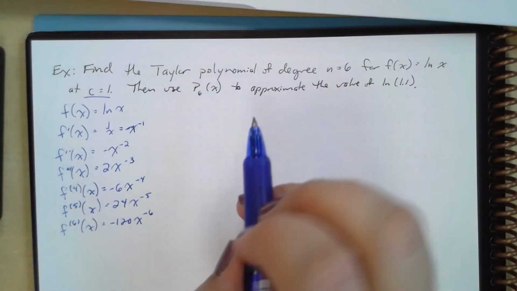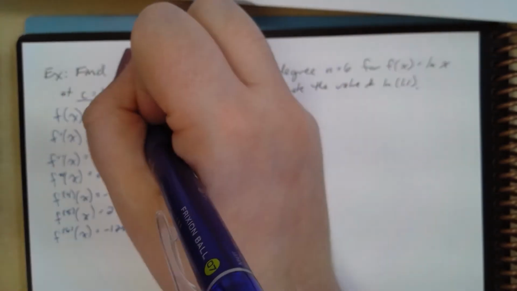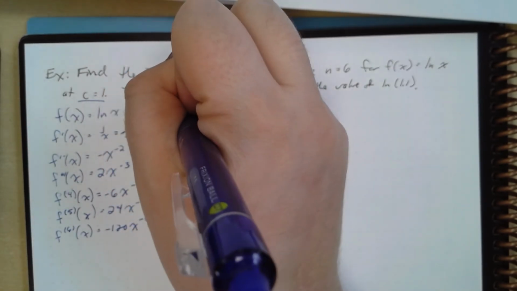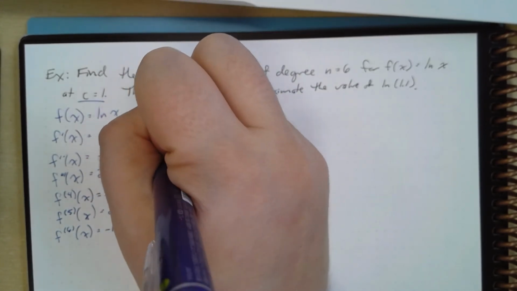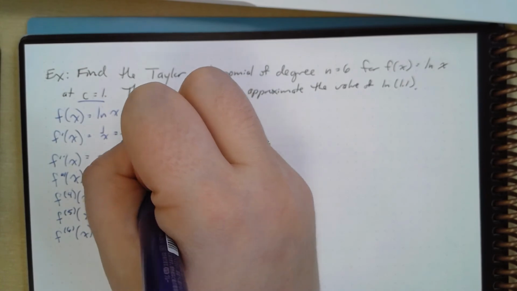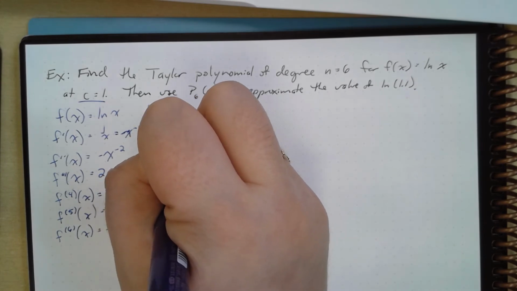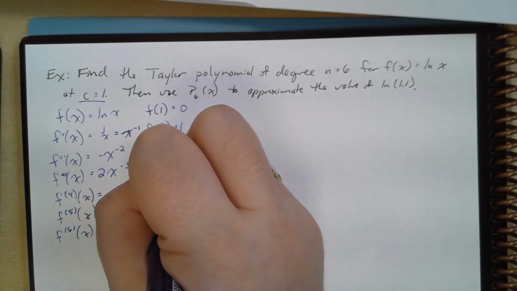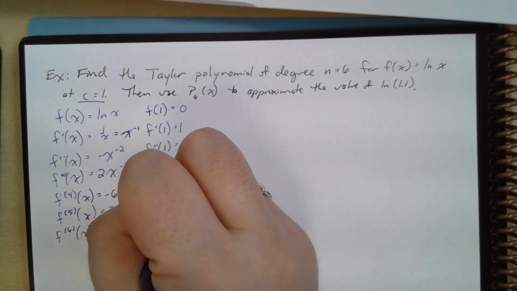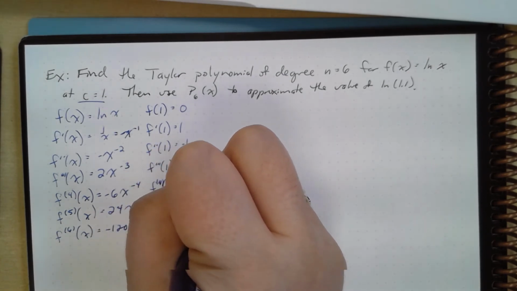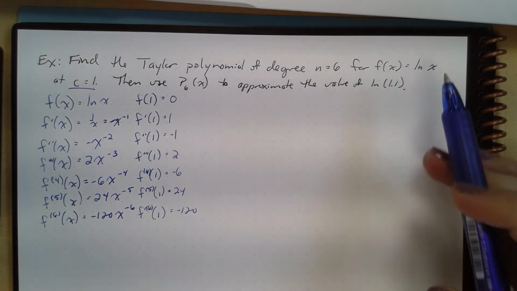Okay, so now since it's centered at 1, we need to actually find f of 1 and then all those derivatives at 1. So f of 1, natural log of 1, is 0. f prime of 1 is 1. Double prime of 1 is negative 1. Triple prime of 1 is 2. Fourth derivative is negative 6. Fifth derivative is 24. Sixth derivative is negative 120. Okay, cool. So now we've got that, so we can actually approximate ln of x here.